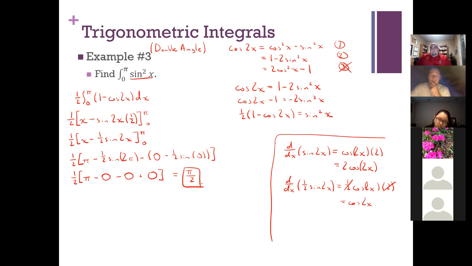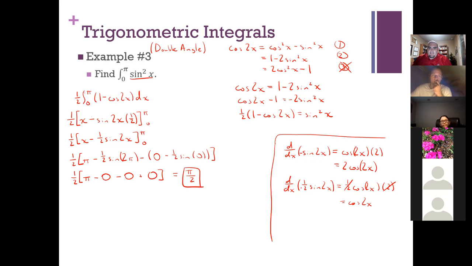I suppose I'm just still a little bit unclear of, if it's 1 minus cosine 2x, yep, then the antiderivative, actually, never mind. You sure? Yeah, I'm good. Okay. Thanks. I think I know what you're after.